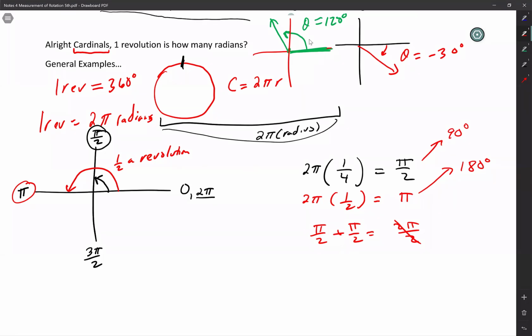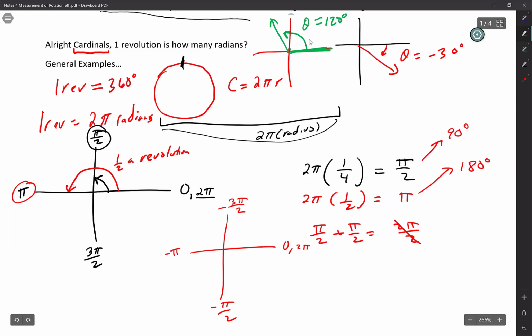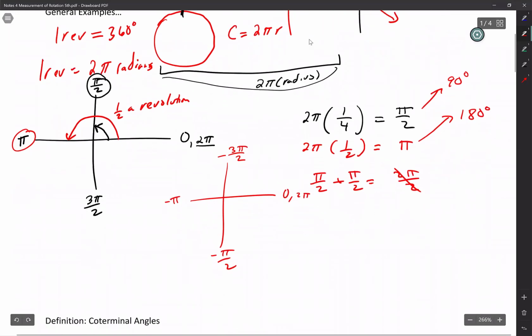I guess the last thing here, if I go clockwise from 0 radians, this would be a negative pi over 2. This would be a negative pi. This would be a negative 3 pi over 2. And then finally, I'm back at 2 pi. You're always going to start at the x-axis, the horizontal part of it. And if we have more questions, we'll come up here and talk about it.